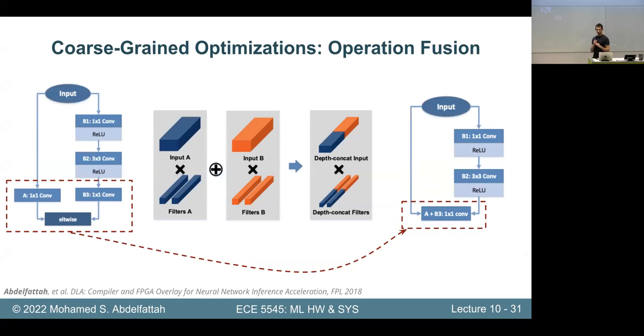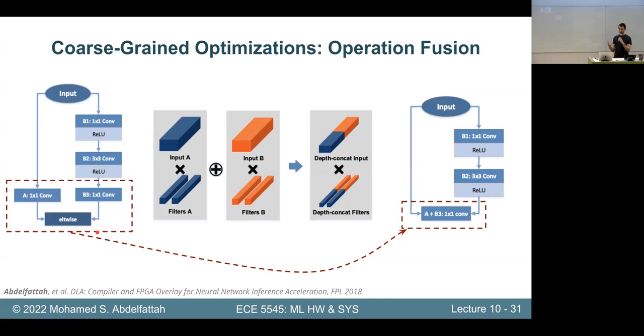Yeah, I think I'll end with this slide actually, but this is another example of a coarse-grained optimization. Increasingly, we're seeing more of those optimizations and fewer of the fine-grained optimizations in production deep learning compilers. What I'm showing here is a res module, so this is one block of a ResNet neural network. We have a 1x1 convolution, a 3x3 convolution, and then a 1x1 convolution added to another 1x1 convolution. So we have this kind of structure here.